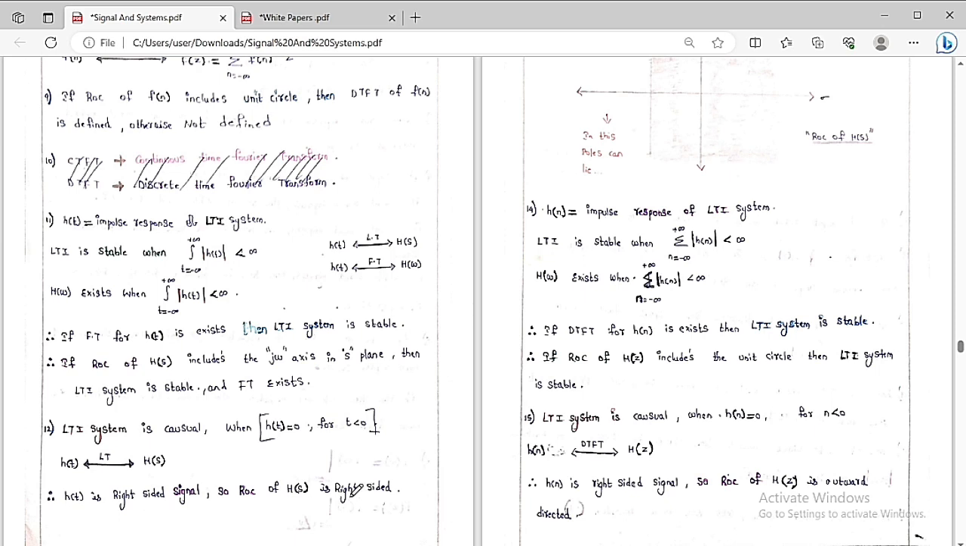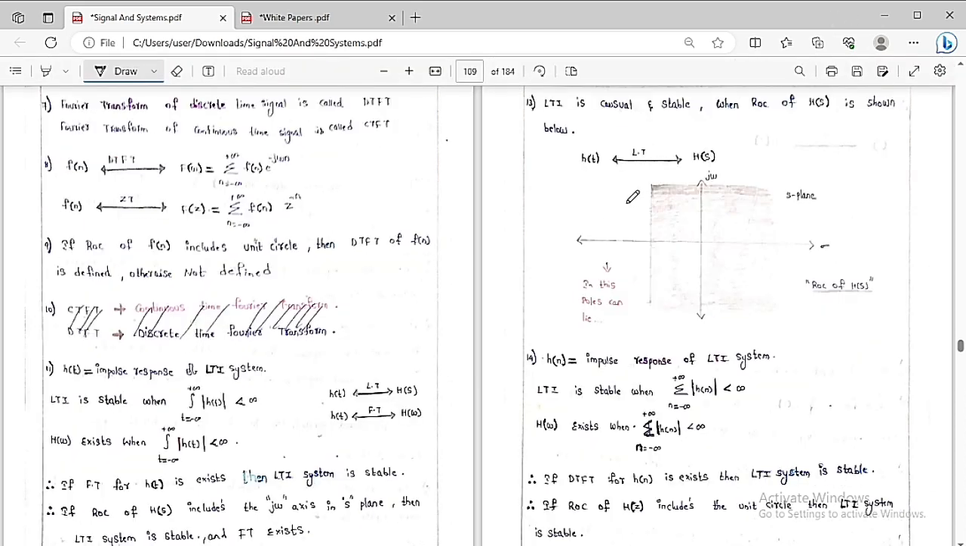So simply, in the continuous time domain, if the signal is left-sided, the ROC is left-sided. If the signal is right-sided, the ROC is also right-sided. If the signal is both-directional, the ROC is between the strips. Whereas in the discrete time domain, if the signal is left-sided, the ROC is the inside of a circle. If the signal is right-sided, the ROC is outward of a circle. If the signal is bidirectional, the ROC is between two circles. I have already told you these things many times.